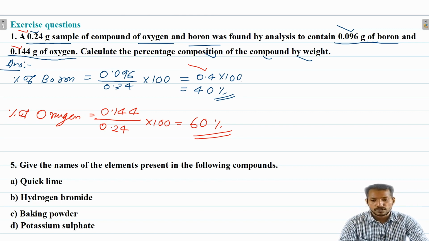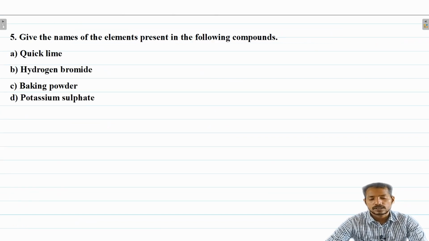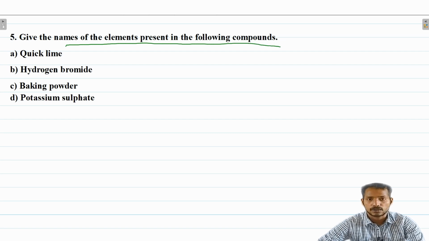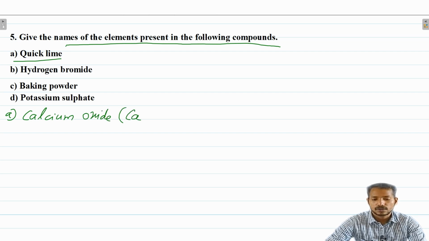Okay. Next, question number 5. Some questions I am leaving here because I already explained in detail how to find the molecular formula, the chemical formula and all the things, so that you can try yourself. I am taking question number 5. Give the names of the elements present in the following compounds. Very simple one. First one is quicklime. The chemical formula of quicklime, that is calcium oxide. Calcium oxide. That is CaO.